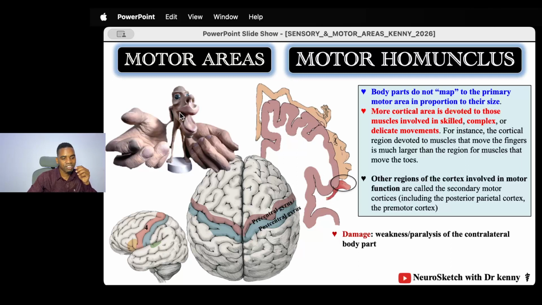You can see it's huge in the motor homunculus, even bigger than the trunk, because it has a number of movements compared to the trunk. I would say the trunk has no skillful movement. It just has basic movement, flexion, extension, and whatever. But the tongue has thousands of movements. I'm exaggerating a bit, but it has a great number of movements.